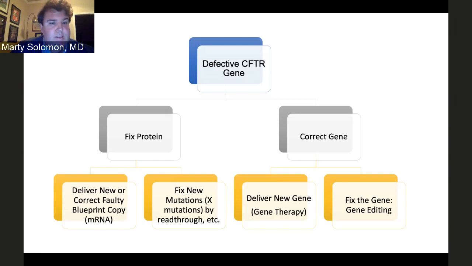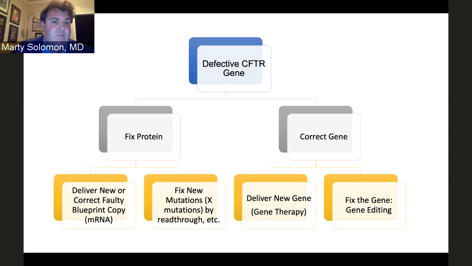The other option is to see if we can further work on fixing the protein with the modulator concept. So by that, we could either deliver new or correct the faulty blueprint copy. So we could make a copy by which the ribosome could then say, forget the hard copy blueprint being defective. We can just give a new blueprint copy, which works and circumvent the problem of the hard copy not working. Or we could fix these new mutations by other drugs.